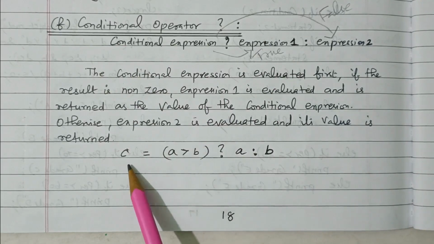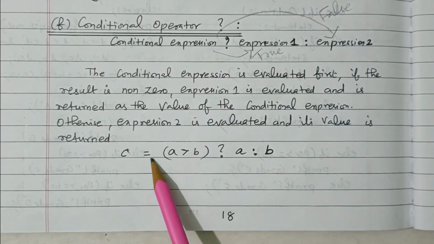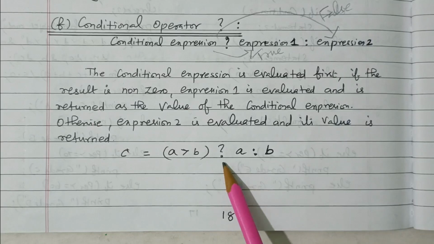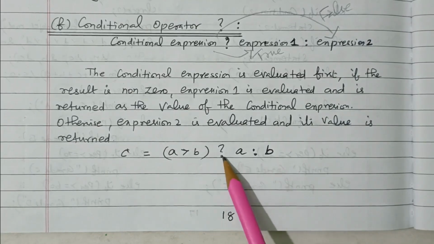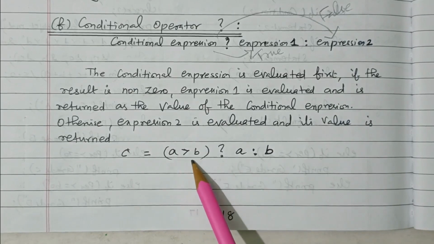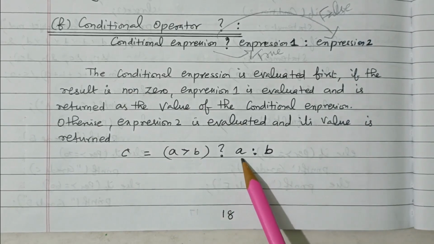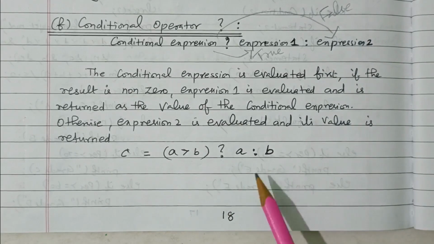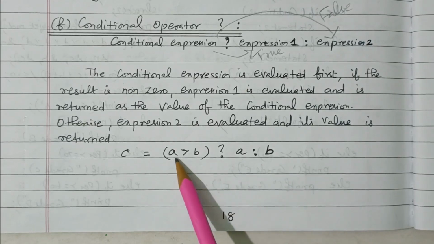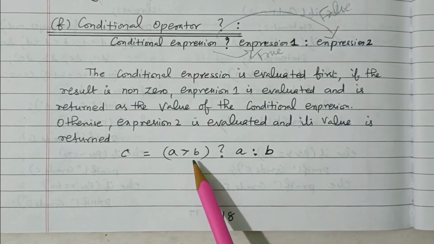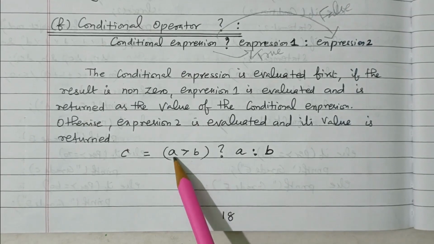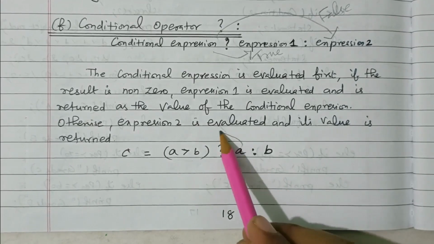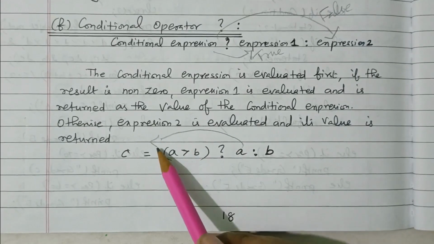So we can see this one example here. C equal to A greater than B question mark A colon B. So this is the question mark colon conditional operator. Condition question mark true statement colon false statement, right? Suppose the statement is true, A is greater and B is lesser, meaning this condition is true, then A will be stored in the variable C.